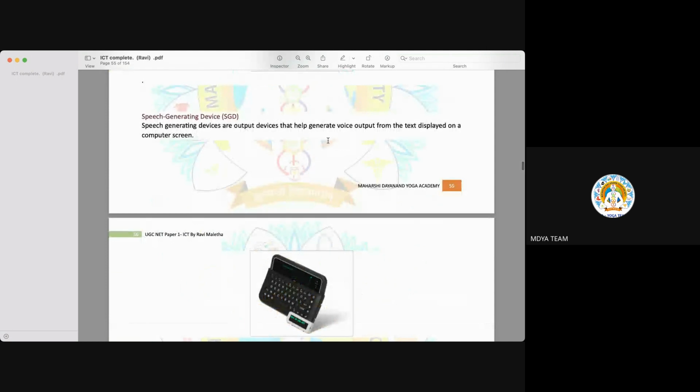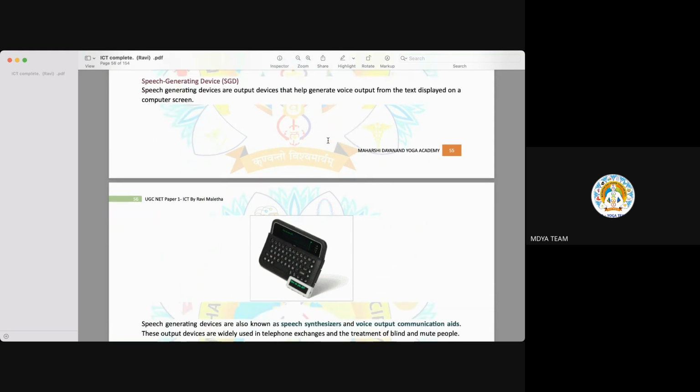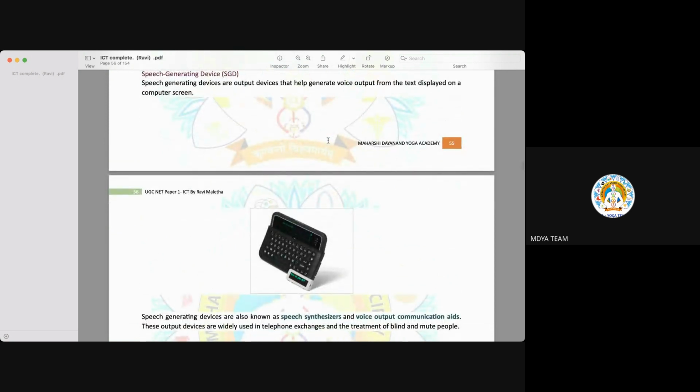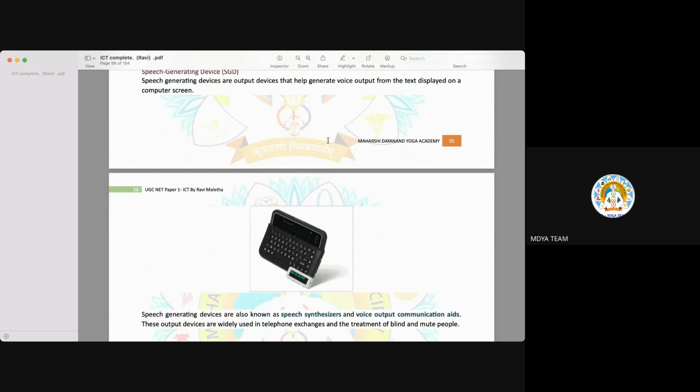Then there is a speech generating device. Speech generating devices are output devices that help to generate voice output from a text displayed on the computer screen. You must have seen this feature in your mobile phones or somewhere. If you press that particular icon, then you can hear the sound. Whatever is written on your screen, this software reads for you. So you can get voice output.